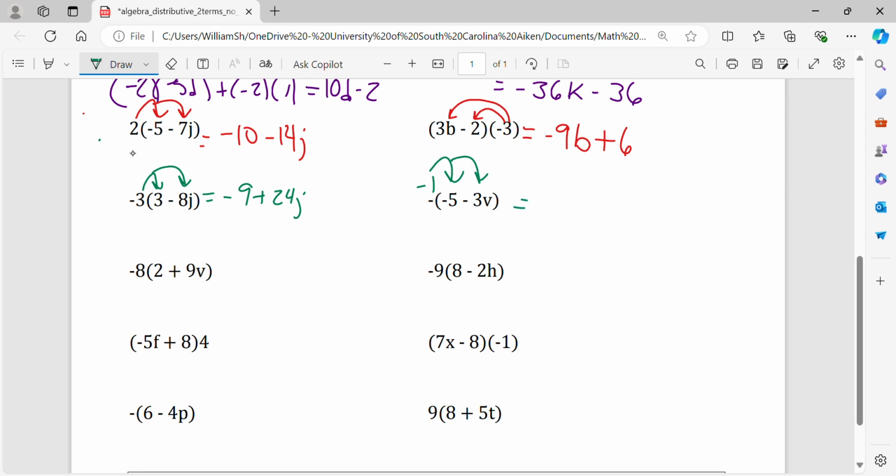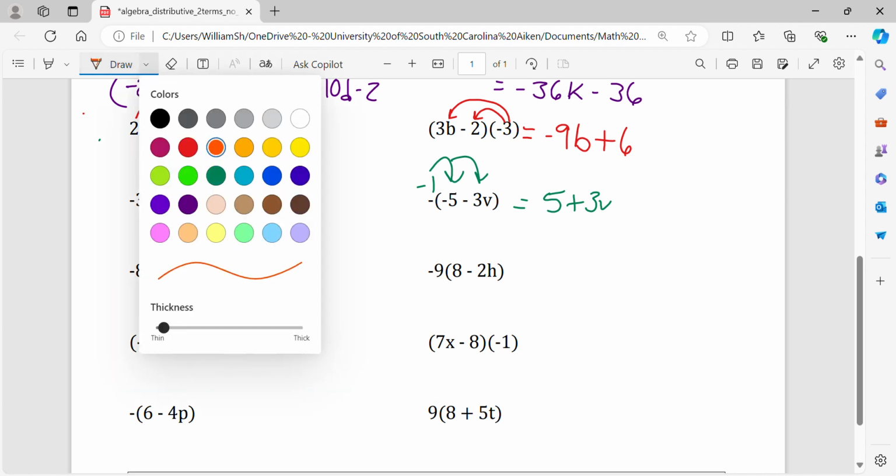Essentially -1 times -5 should give you a +5. And a -1 times a -3 should give you a +3. So I have 5 plus 3b. Essentially just distributing that negative. So anything that's negative turns positive, anything that's positive turns negative. In this case, we only have negatives, and those turn positive because we negated the negative. Awesome. All right, let's see what we got next.